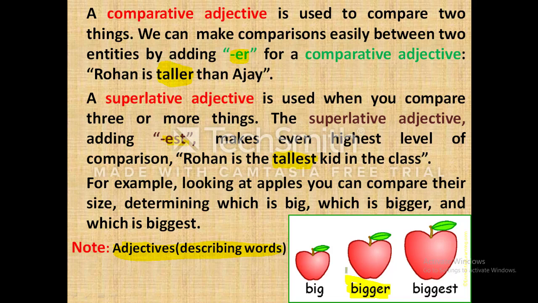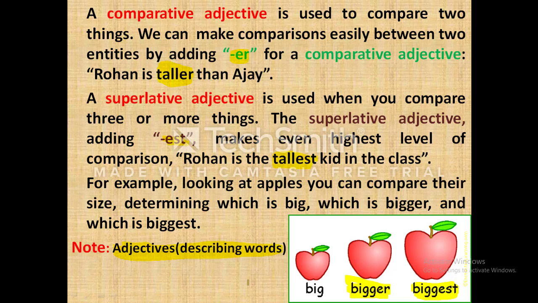Because when we are comparing these two apples, the second apple is bigger than the first apple. Now come to the third apple. When we are comparing these three apples together, the third one is the biggest one, bigger than the other two. This biggest apple is our superlative adjective. I hope you all understand this.